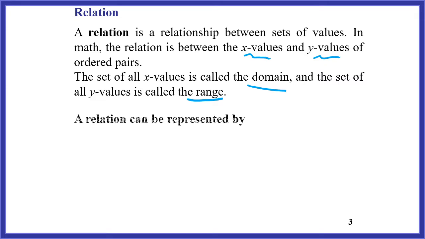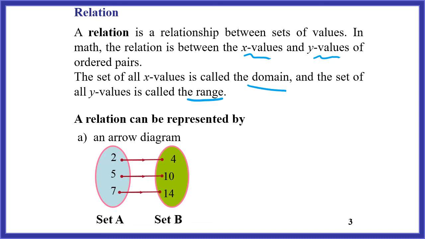A relation can be represented by, the first one, an arrow diagram. So this is what we learned in high school. We have a set A, which is the domain, and then set B, which is the codomain, or everything here is a range. So the name is codomain. Why codomain? Because some of the elements in set B might not have an x mapped to them.